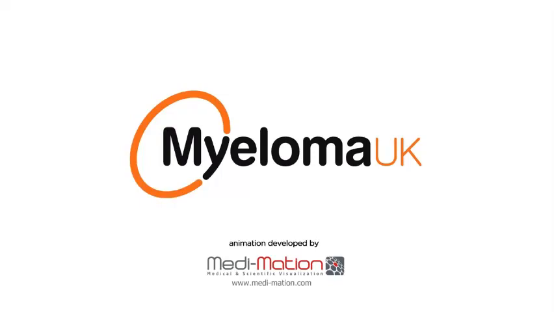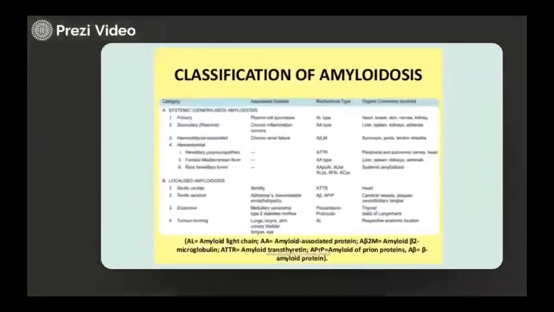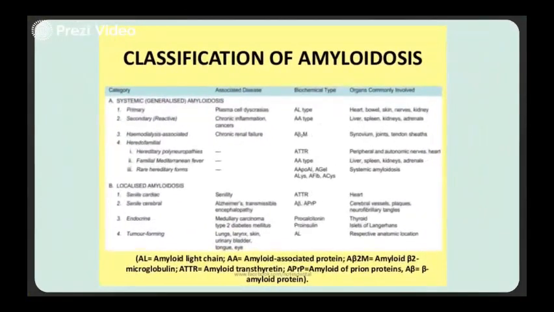There exists a classification of amyloidosis: systemic and generalized amyloidosis, primary, secondary amyloidosis associated, and heredofamilial, and localized amyloidosis.